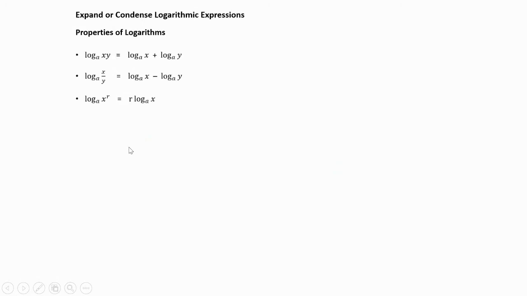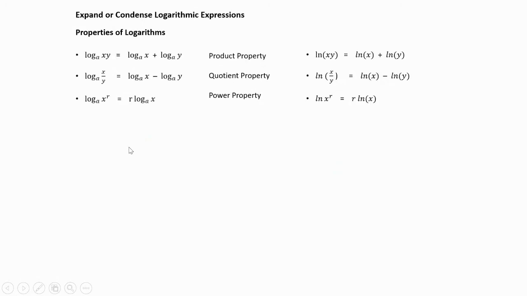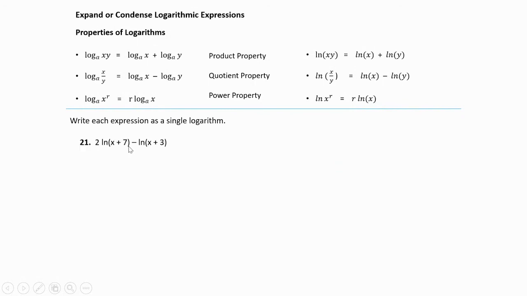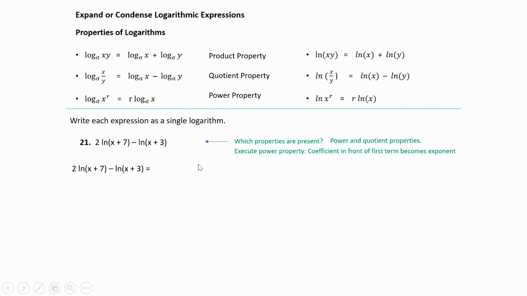Now we're going to condense them. Again, same properties. We can write it as a single log. If we notice subtraction, we know that's going to be the quotient. This is a quotient and the power, because if there's a number in front, we use the power rule: the number in front must go to the top as an exponent, as I did here. So execute the property: the coefficient in front becomes the exponent. So the 2 goes to the top.